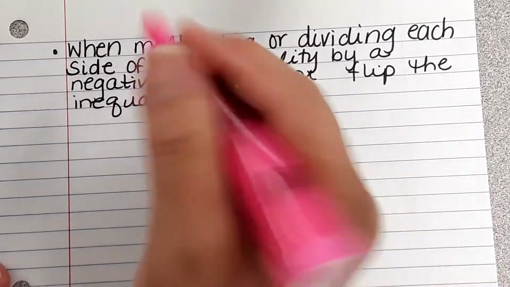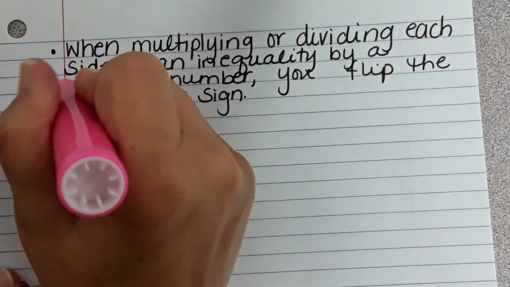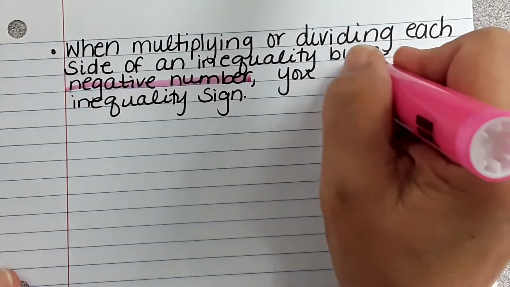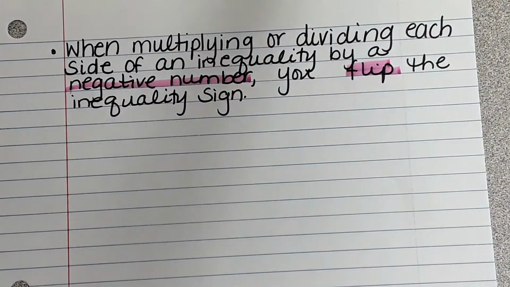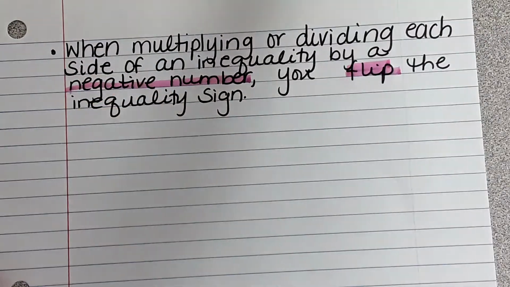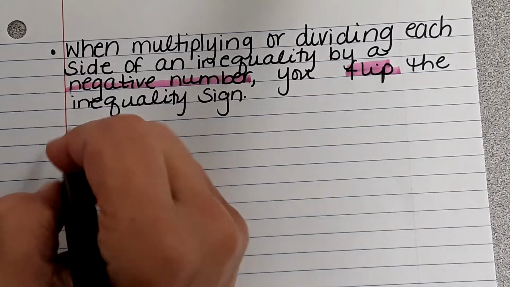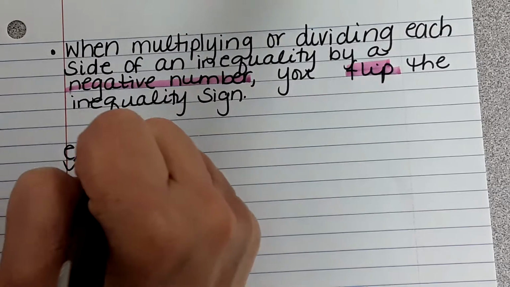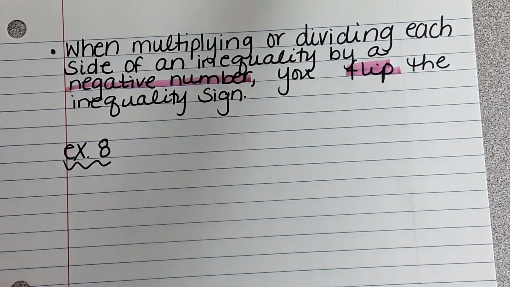Okay, so the difference between this one now is that we're multiplying or dividing by a negative number, and we have to flip the inequality. So it's the number that you're multiplying by, not on either side, but the number that you're multiplying by or dividing by. So here we go. What example are we on? Example 8. You guys, I'm trying to give you an example of each type of problem, okay?